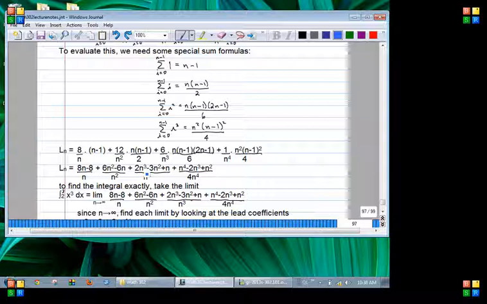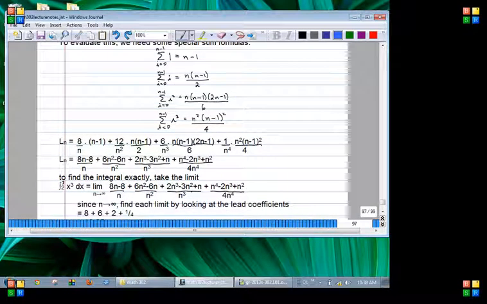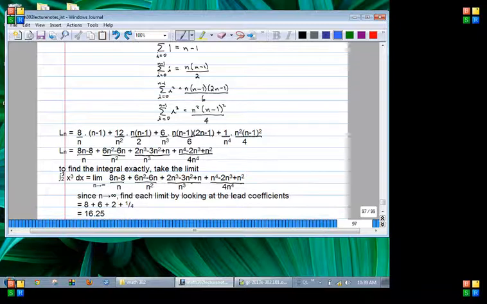And in the next one, with n going to infinity, sure, 6n is going to infinity, but 6n squared is much, much bigger and it dominates. So it's as if everything aside from the n squareds are not there. 6n squared over n squared will give you 6. Again, that's the informal version. You could do this formally, but I just want to get you quickly through the details of saying what the limit is. And so this will just give us 8 plus 6 plus 2 plus 1 over 4. And that works out to 16.25.